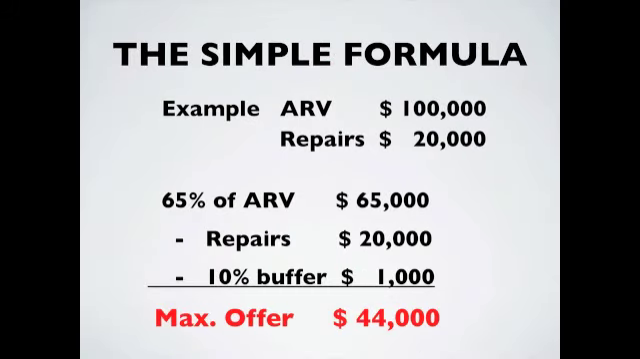So now that you have your repair costs, the next thing you want to do is take a look at a formula. And I'm going to show you two formulas. This is a simple formula which basically takes the ARV and uses that as the basis and your repair costs and determines a maximum offer.